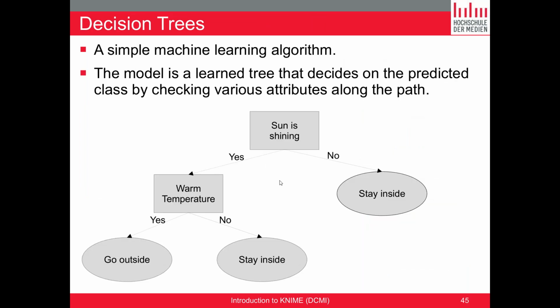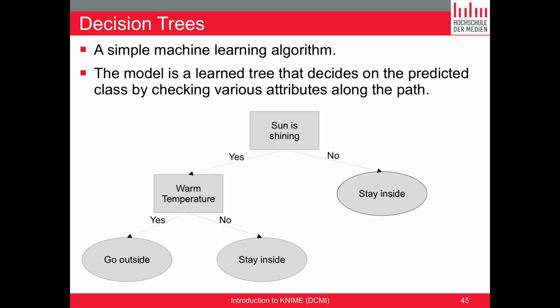We use the decision tree because I can show you a little bit how you can interpret the result. And this is the main strength of decision trees, that they are actually interpretable because you actually create a model that is easily understandable. Here's a model that tells me if I should go outside, and I'm very picky when I go outside. So when the sun is not shining, I stay inside. And when the sun is shining, I first check if the temperature is actually warm. And if not, I also stay inside. And only if the sun is shining and the temperature is warm, I actually go outside.